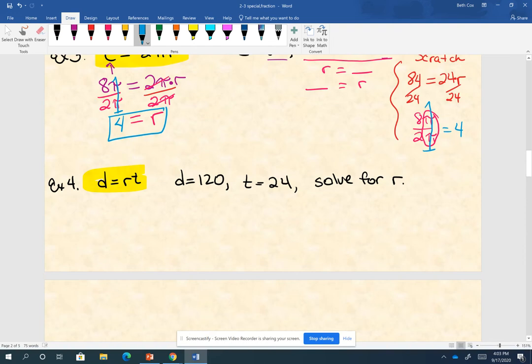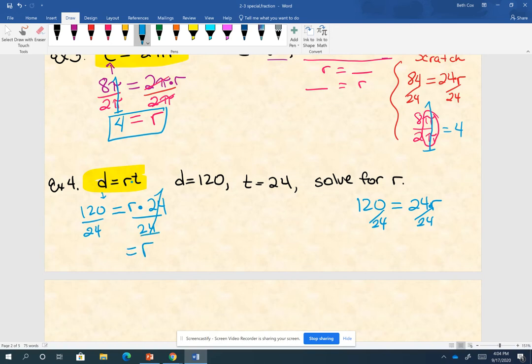Okay, one more. So this formula, D equal RT, again, remember that's R times T. D is 120, so I'm going to put that in here. T is 24, so I have R times 24, and I'm solving for R. Again, it looks different, but if you need to take it to your scratch and rewrite it, 24 times R is the same as R times 24. And I'm going to divide by 24 on both sides. This is 1, and there we go. I have R by itself.